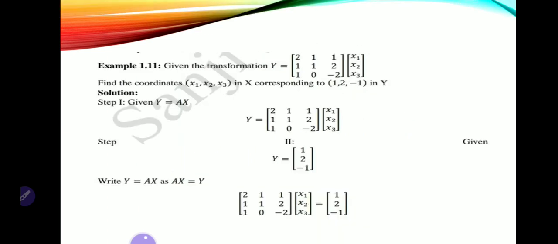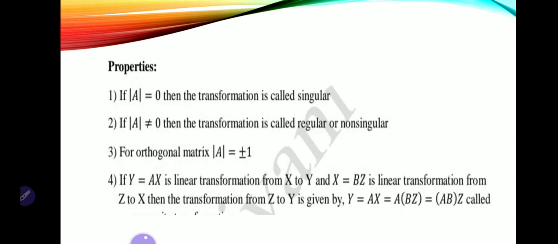Now what is the rank of this matrix? The A matrix is this, so the rank of A is 3, and the rank of AB is also 3. If rank of A is equal to rank of AB, which equals the number of unknowns, then we can say that the system is consistent and has a unique solution.